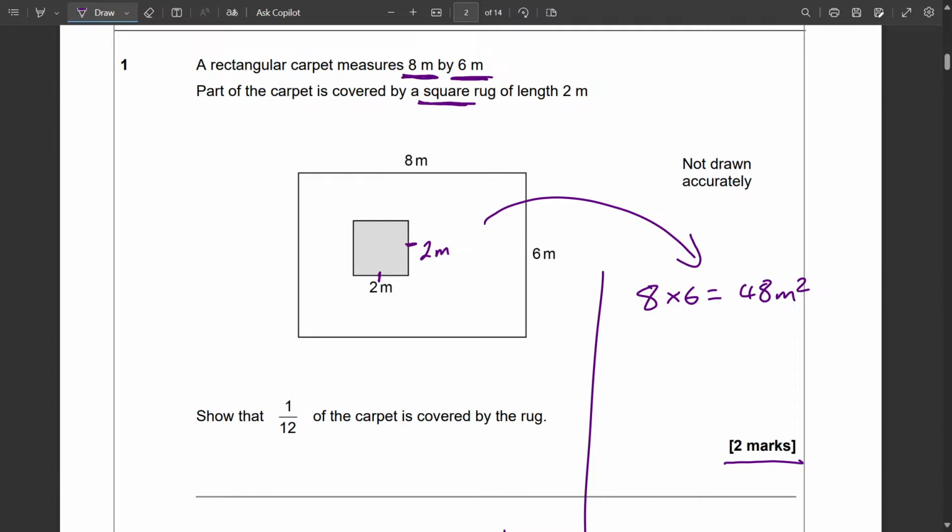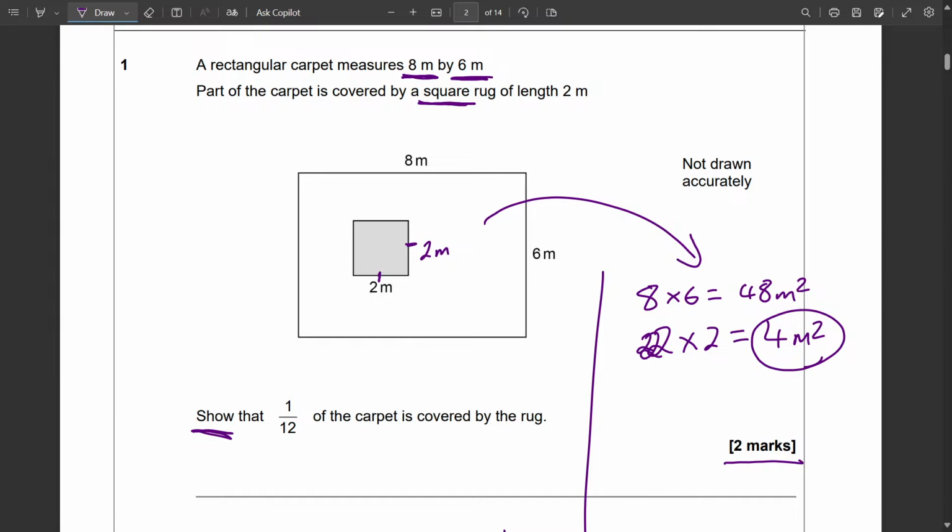So this is a 2 meter by 2 meter rug placed on the carpet. What's the area of this rug? We can work that out quickly. It's 2 meters by 2 meters, and that will give you 4 meters squared. Now the question is show that 1/12 of the carpet is covered by the rug. So what is the area of the rug as a fraction of the carpet?